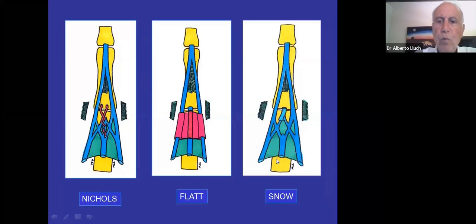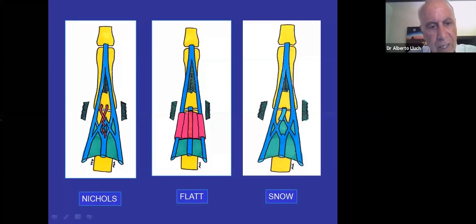What can we do? There are several techniques to repair the extensor apparatus right here. And every time you see many techniques being described to solve one single problem, it means that none of them is much better than the others. But from the historical point of view, we'll see some of them.